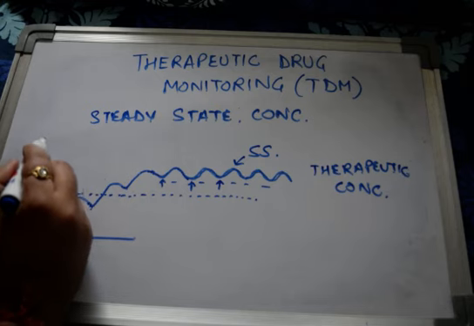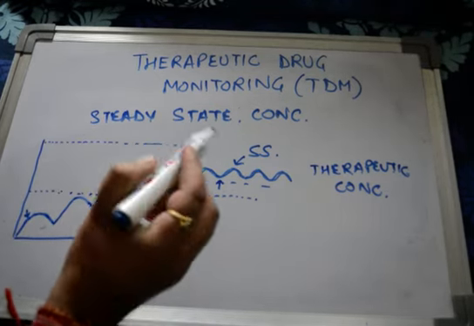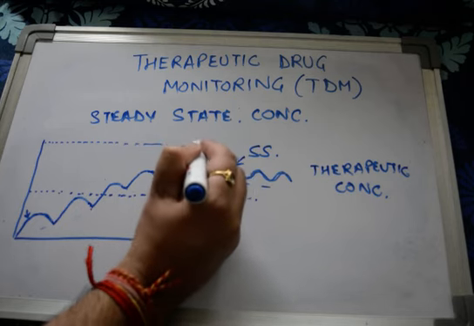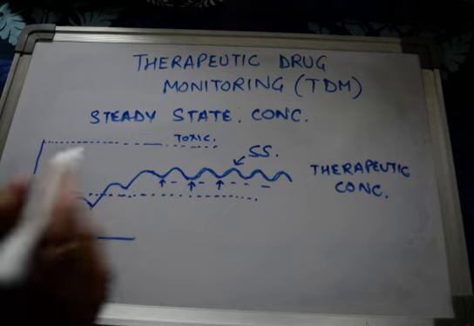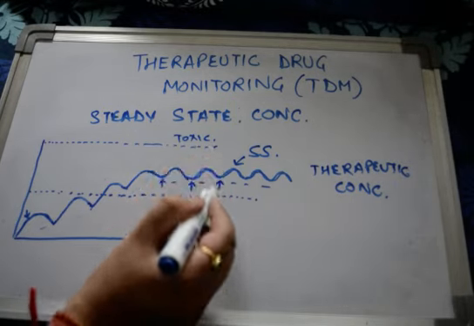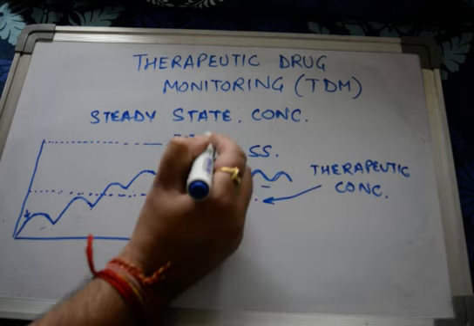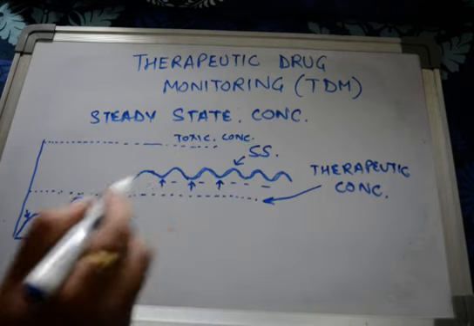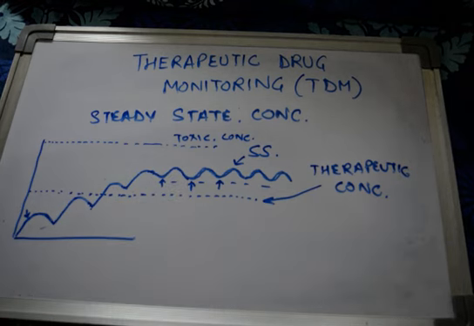And then there is another one which we could call the toxic concentration. So it should stay between these two. If I say this is the therapeutic concentration, this is the toxic concentration, the steady state concentration should lie in between these two. Getting it?